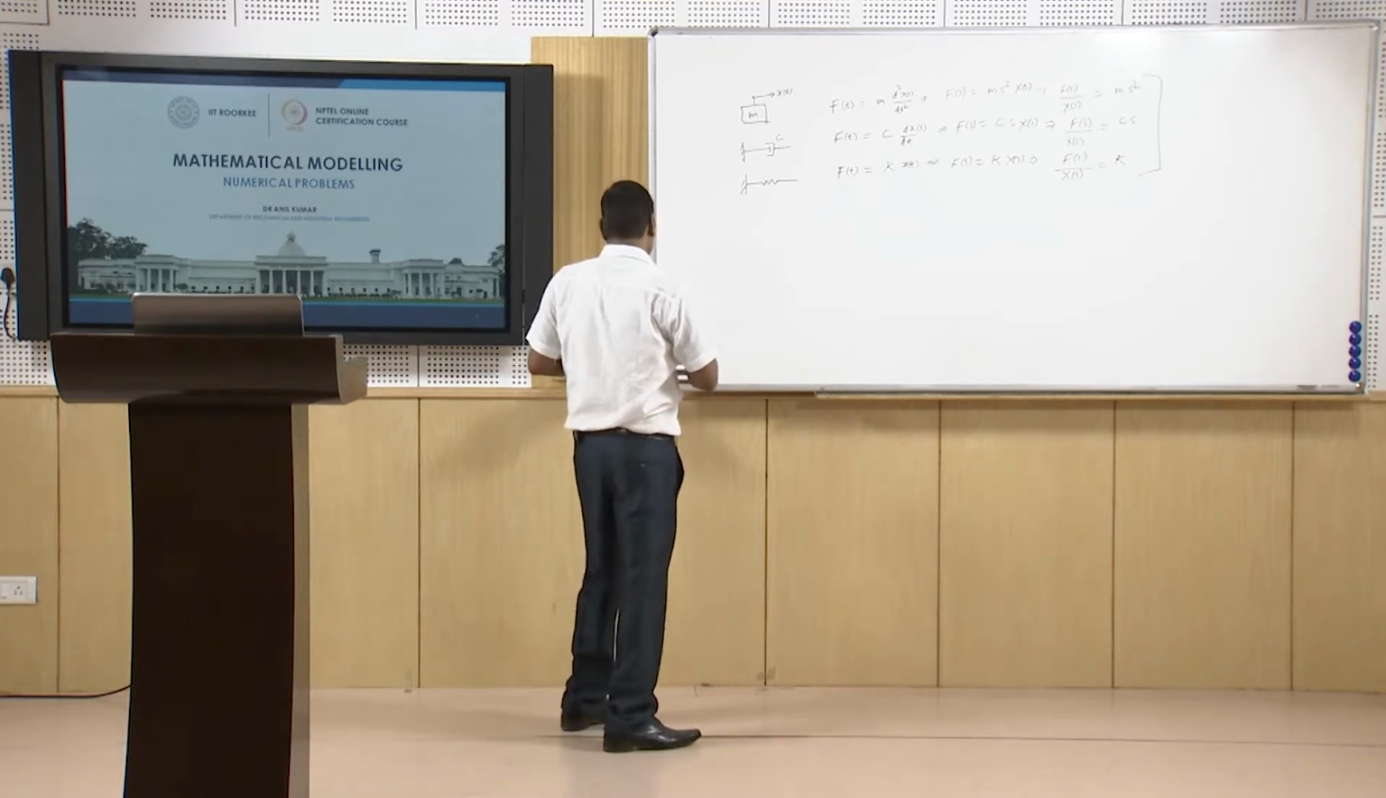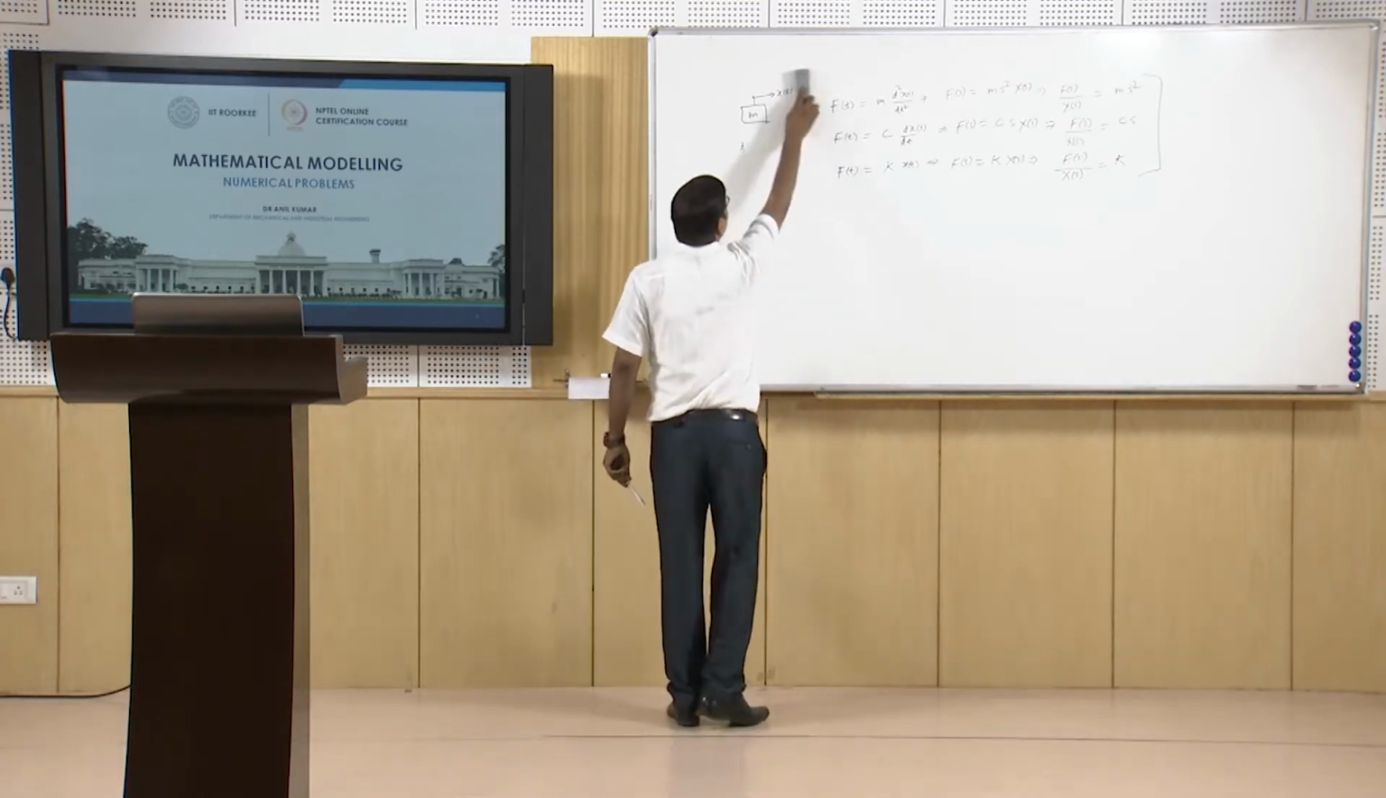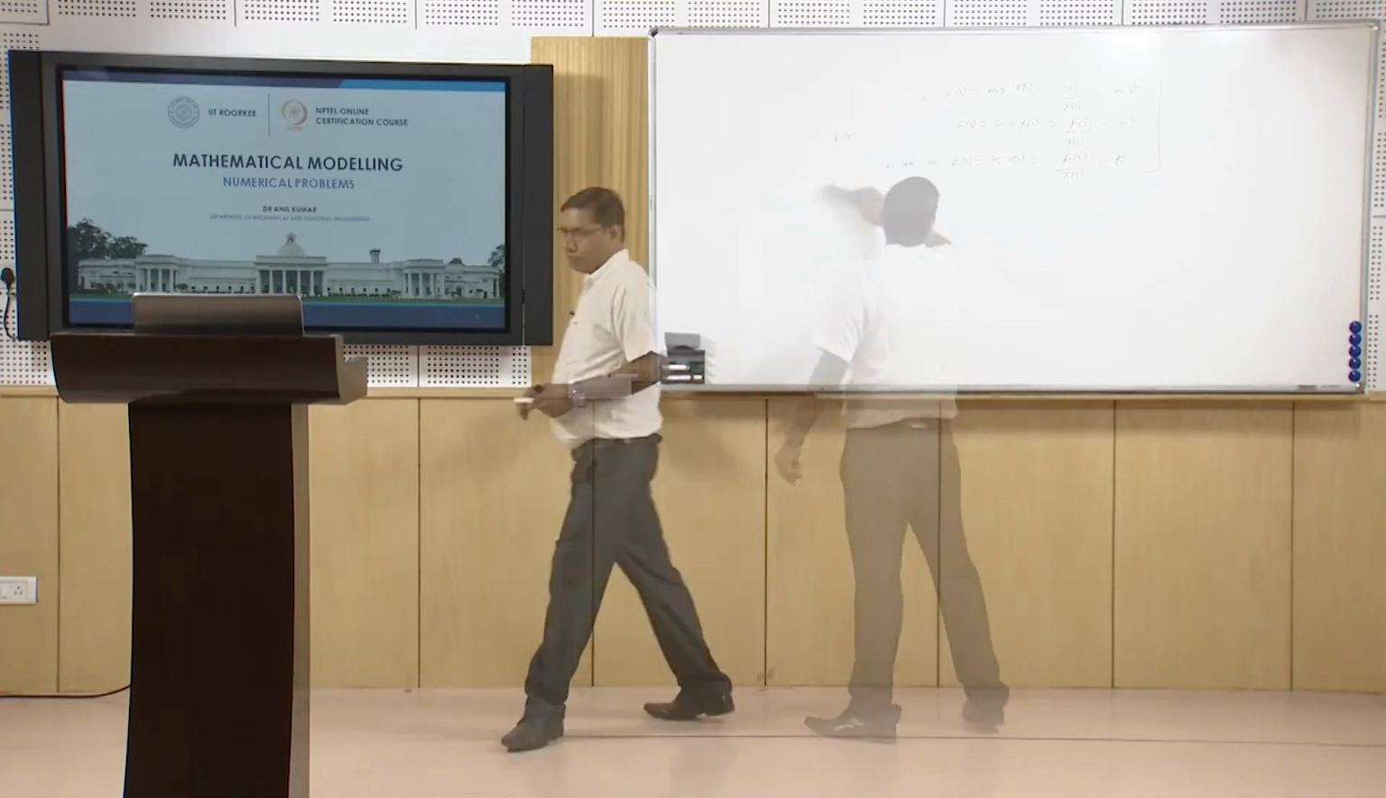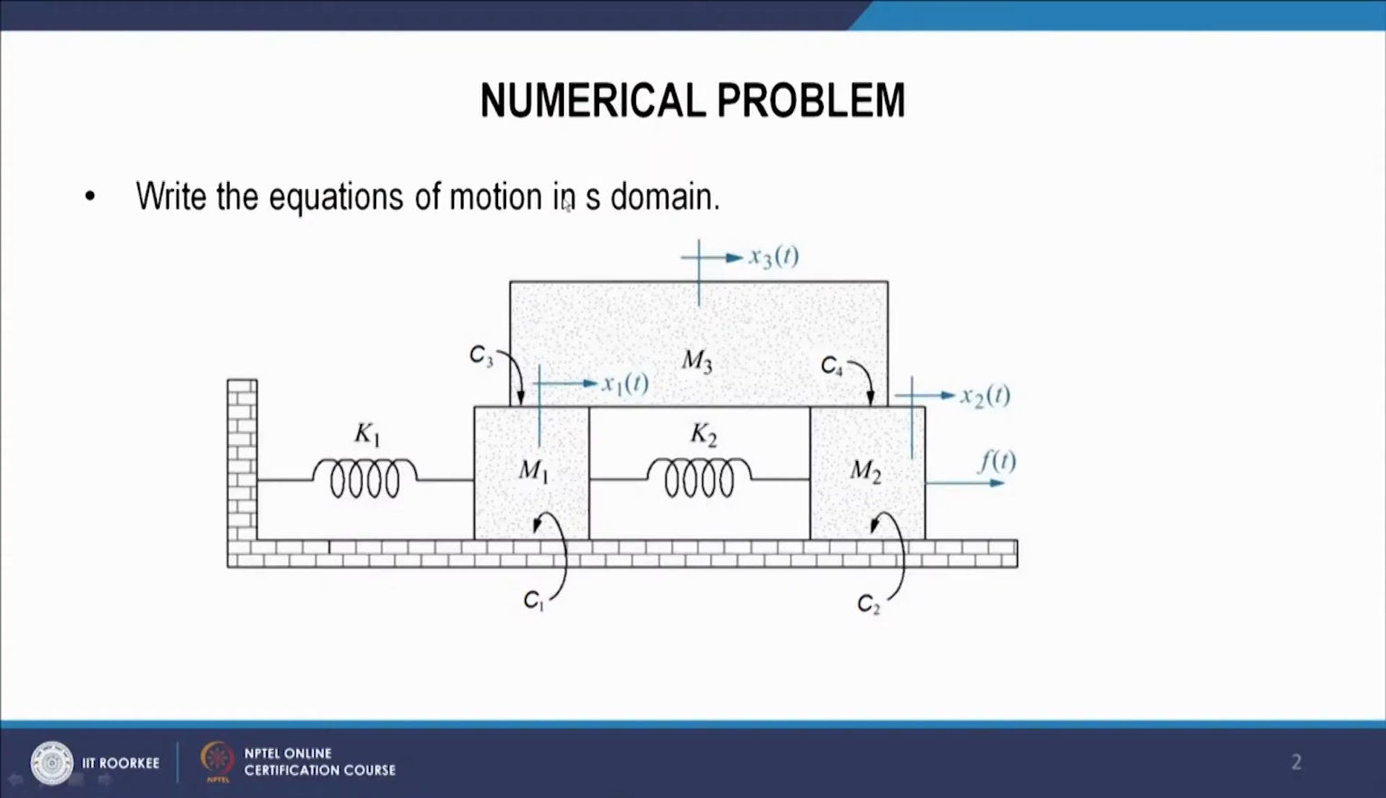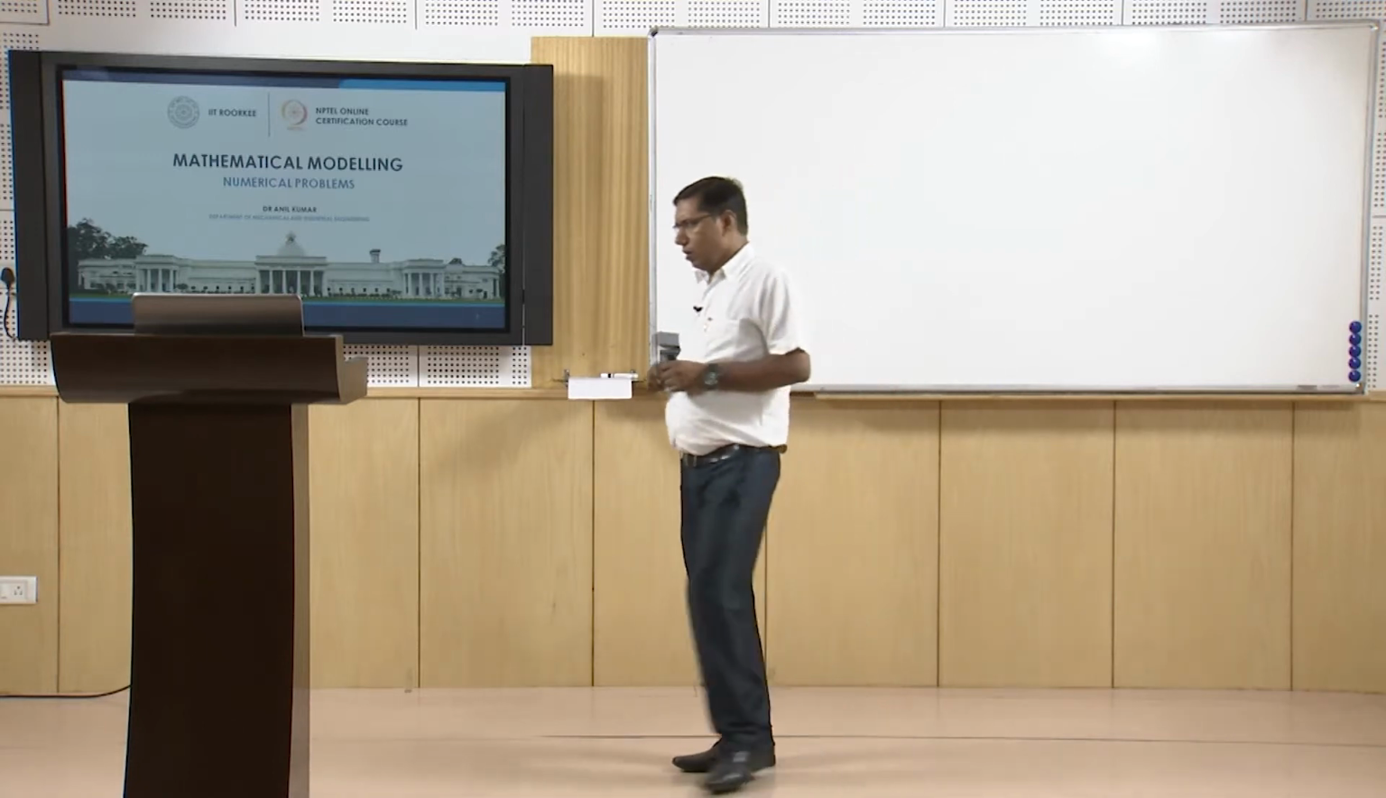Now we take the first problem: write the equations of motion in S domain. We want to write for this system the equations of motion in complex frequency domain. Once we are able to write the equations in complex frequency domain, we can obtain the transfer function of that system. Here we are going to directly write the equations using the impedance method.